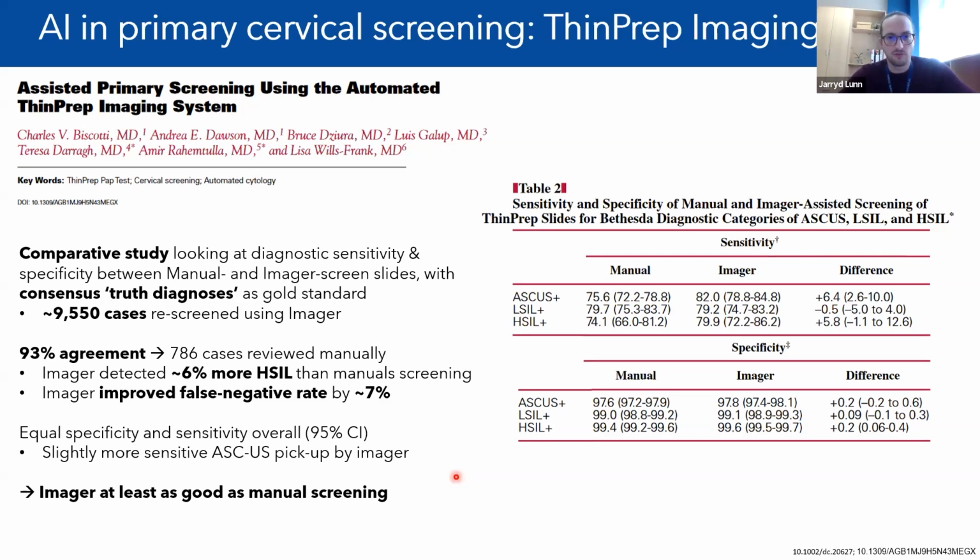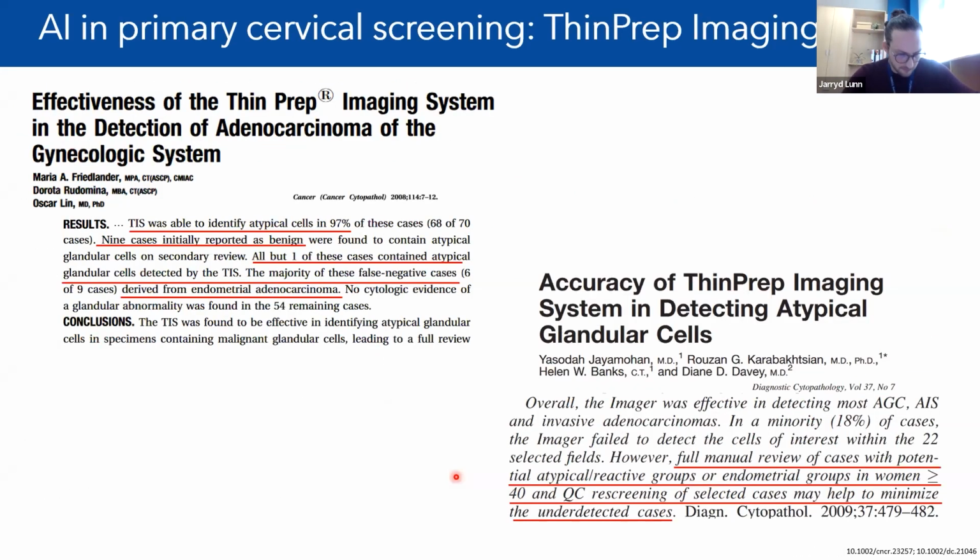Now, when these systems were first trained, they were trained using squamous cells, and so there was concern that these systems may not detect adenocarcinoma. And there was a fair amount of literature that investigated whether these systems could detect adenocarcinoma, and most of them came out positive and showed that ThinPrep imaging systems were effective in detecting atypical glandular cells and atypical glandular elements, with different recommendations being made by different authors for the implementation of these systems, which were already FDA approved.